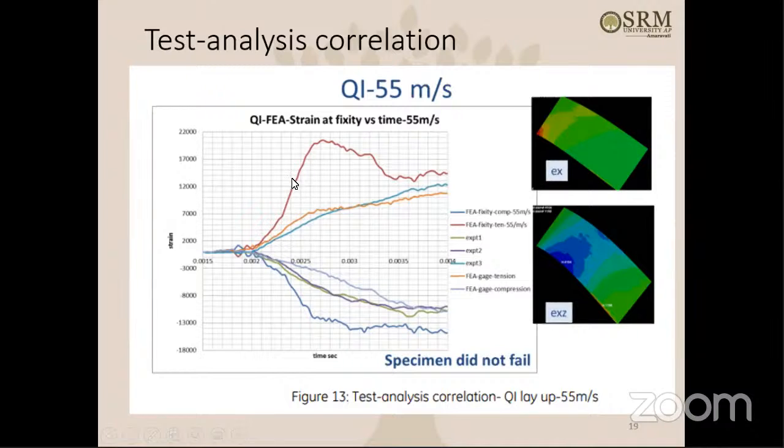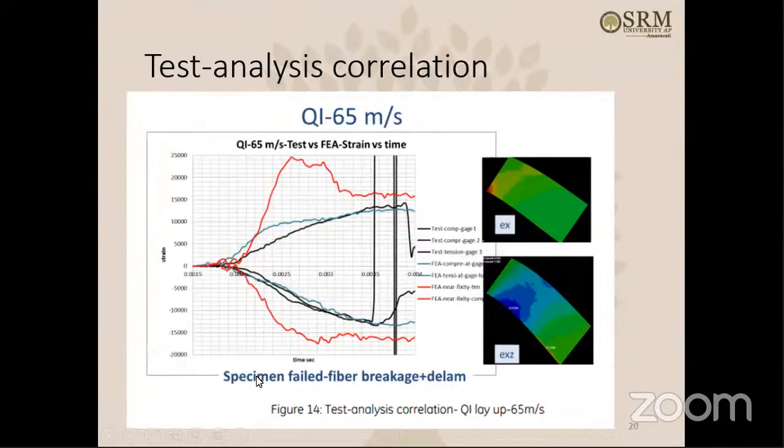Of course, that goes like wide variation there. But at the strain gauge location, we are getting the exact comparison for tension and compression gauges. Here in this case, the specimen did not fail. And then here in this case, the specimen failed. So here also, if you plot the strain levels at the strain gauge location, it matches. But at the fixed location, the FEA shows wide variation. Of course, there may be many reasons for the FEA variation at the fixed location. But at the strain gauge location it does match. And here the specimen failed in the form of fiber breakage and delamination.